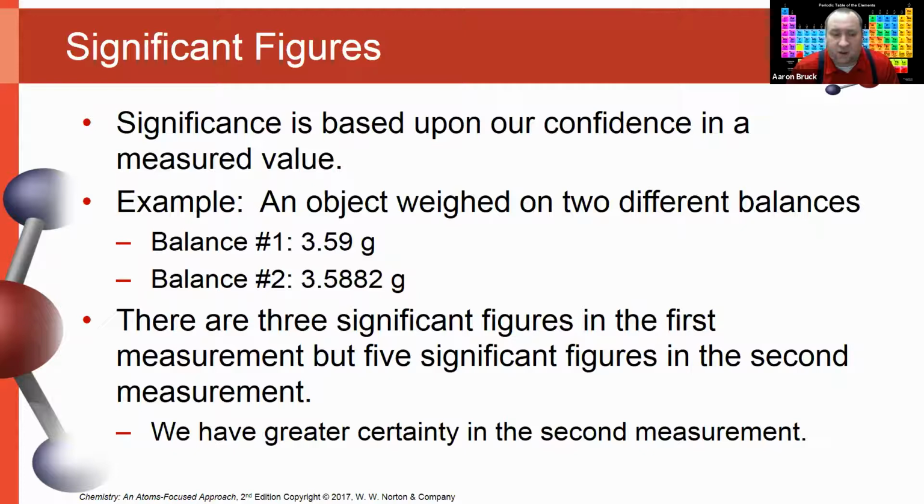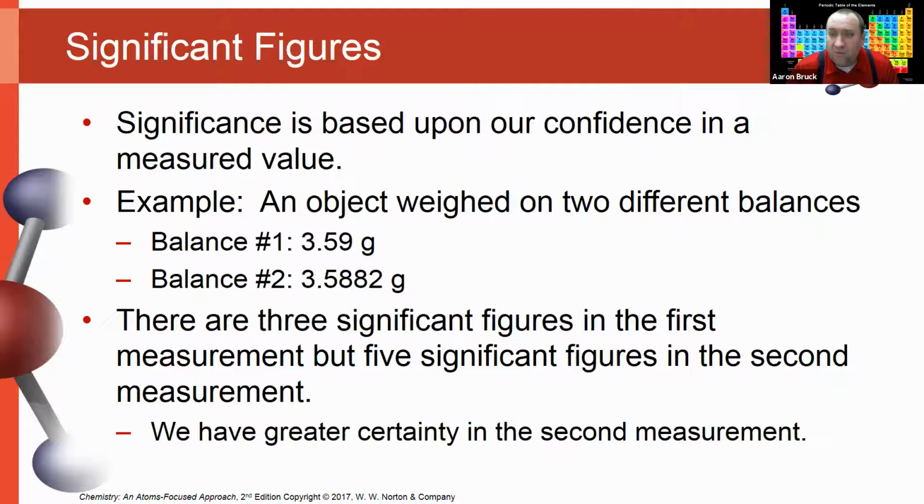So take, for example, I've got an object I weigh on two different balances. First balance says that the object weighs 3.59 grams. The second balance says the object weighs 3.5882 grams. Now, both seem to be saying close to the same thing. In fact, if I round the second balance up to the same number of decimal places as the first balance, I would get the same value. Which one of those do we trust more?